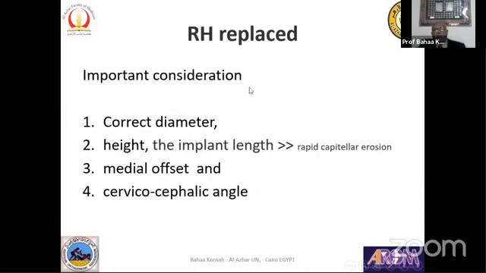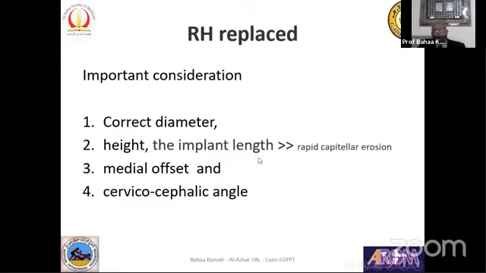It is an important consideration when you do this. What about the correct diameter? It's sometimes difficult to choose the correct diameter of the head. Also, how to calculate the height and the implant length, and also the medial offset of the head and cervicocephalic angulation.